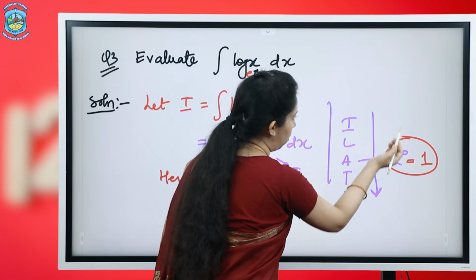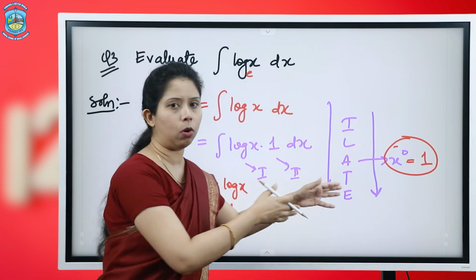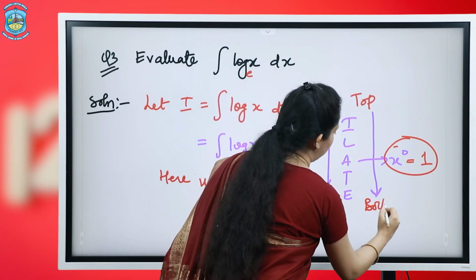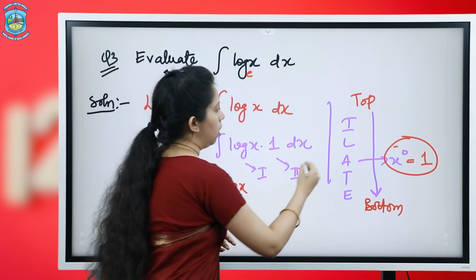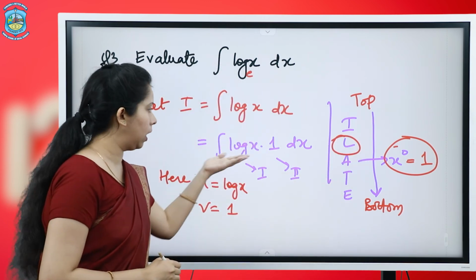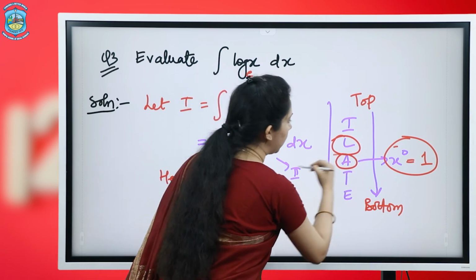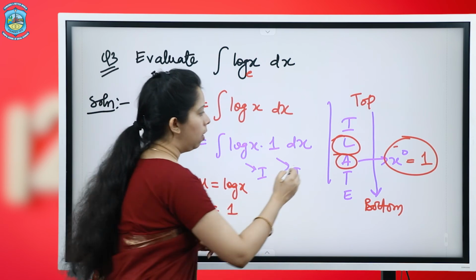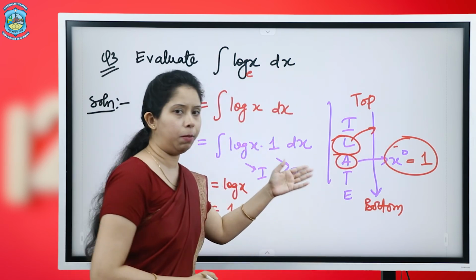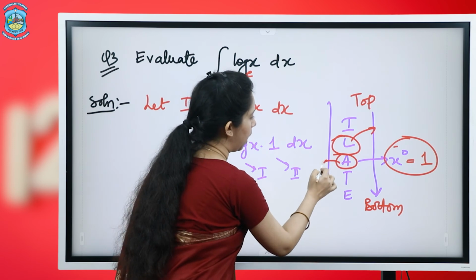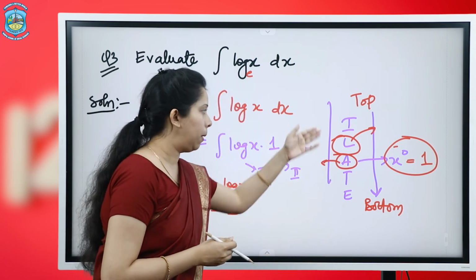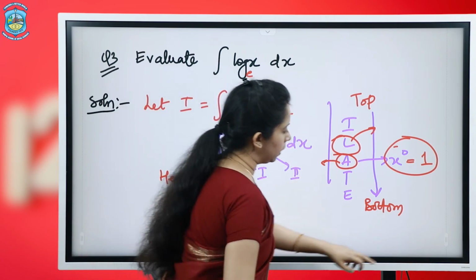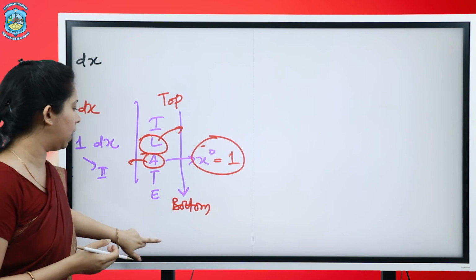Moving from top to bottom, or from left to right, the preference will not change. In the product of these two, the first is a logarithmic function and the second is an algebraic function. So moving from top to bottom, the order remains the same. Logarithmic function comes first, so that will be treated as the first function, and the algebraic function is the second part, so we will treat it as the second function. So substituting the values in the formula of integration by parts.